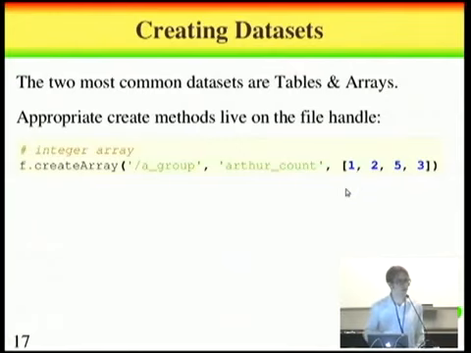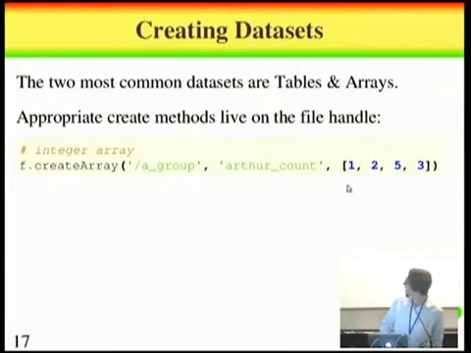So here, we're counting 1, 2, 5, 3. And this is just going to end up being an integer array because everything here gets piped through NumPy effectively. Or you can think of it that way. And every element here is going to get cast to an integer.